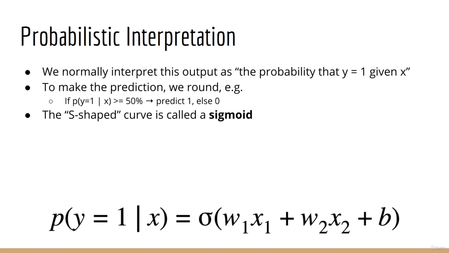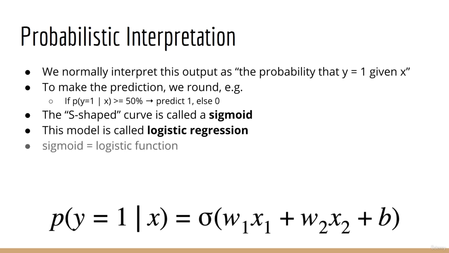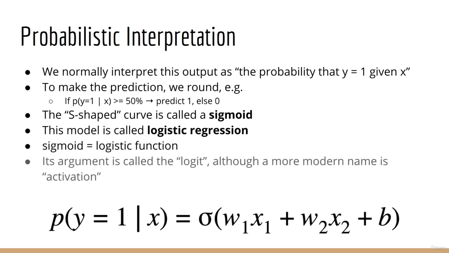As a side note, when we apply the sigmoid function on top of a linear function, we call this model logistic regression. This is because we also sometimes call the sigmoid function the logistic function, although this term is not really used too often these days. In addition, we also refer to the argument into the logistic function as the logit, but a more current and generic term for this is activation.